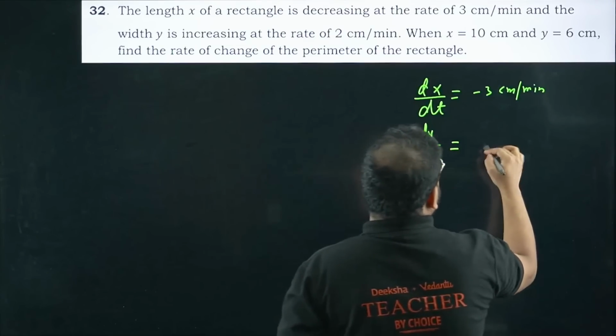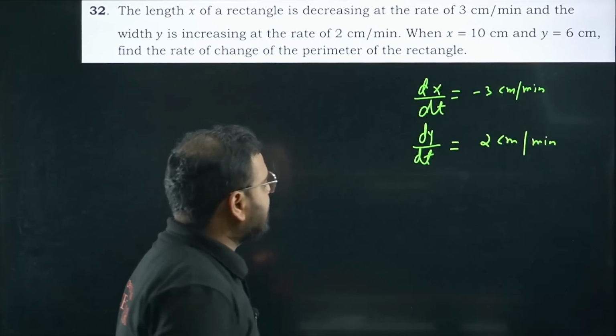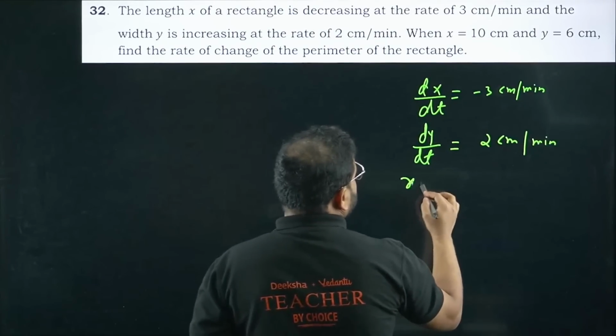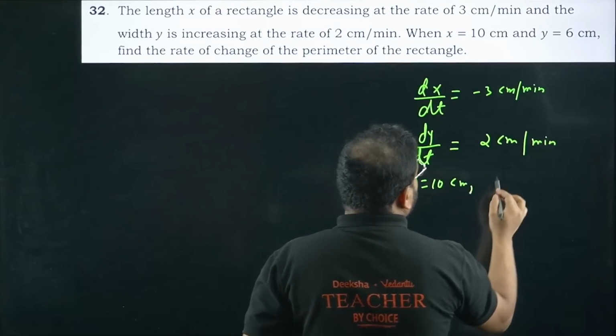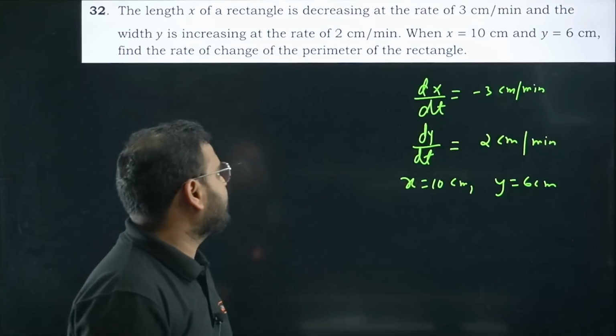At a rate of plus 2 centimeters per minute only. Okay, X is given as 10. Write the value. X is 10. Y is 6 centimeters. What are they asking? Rate of change of perimeter of the rectangle.